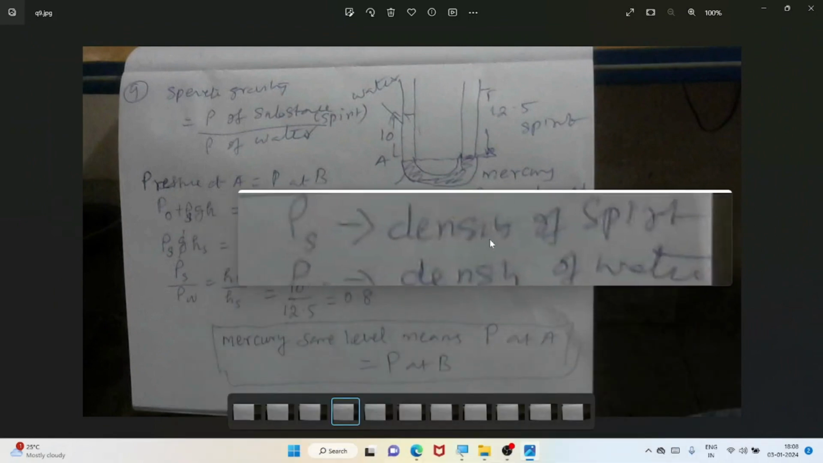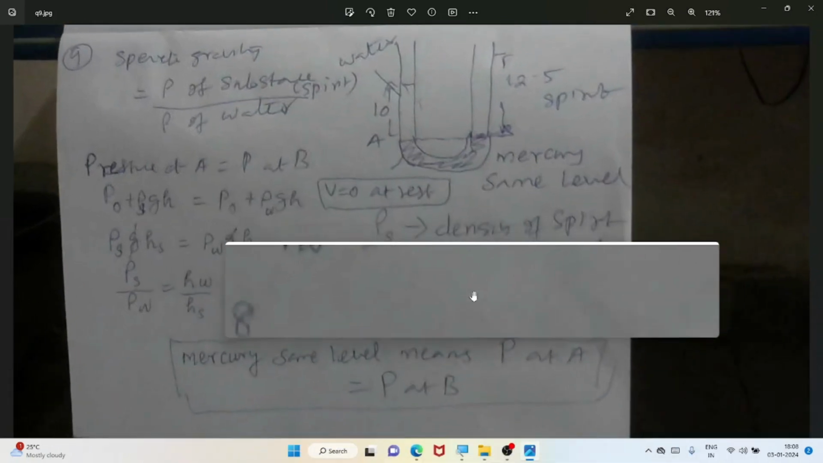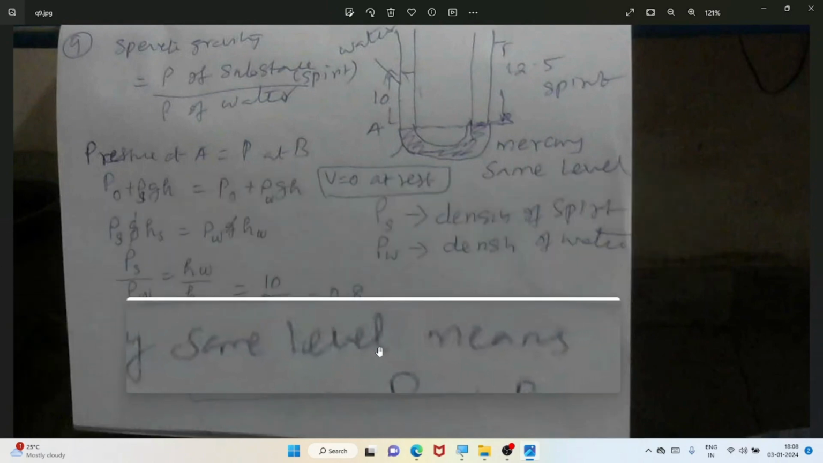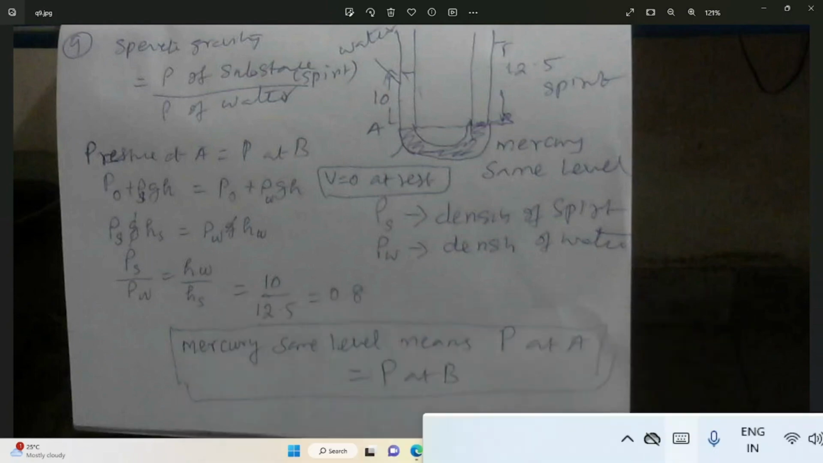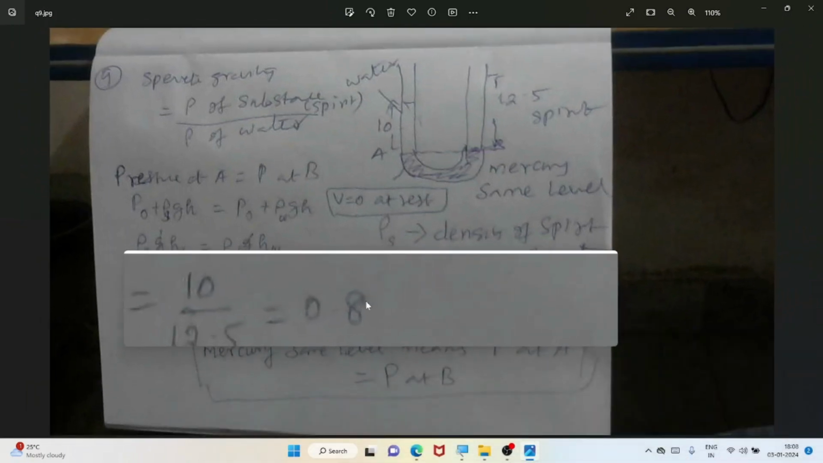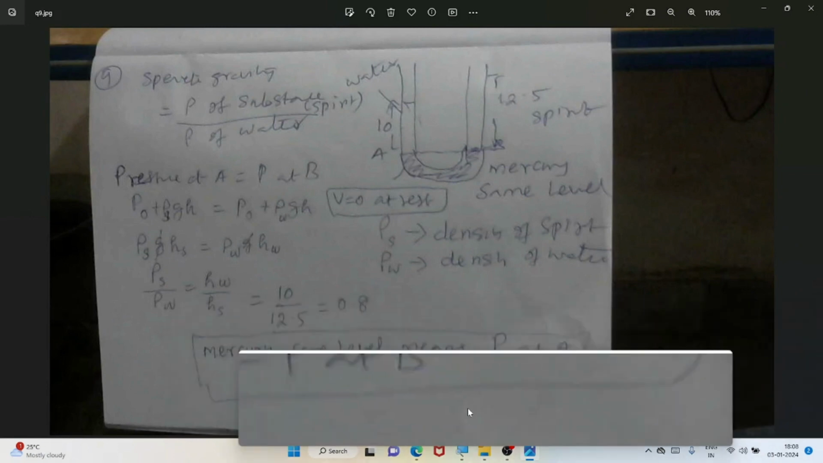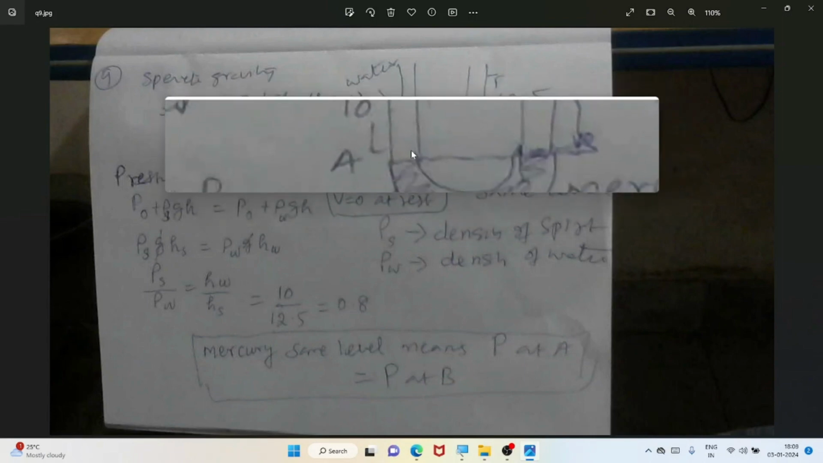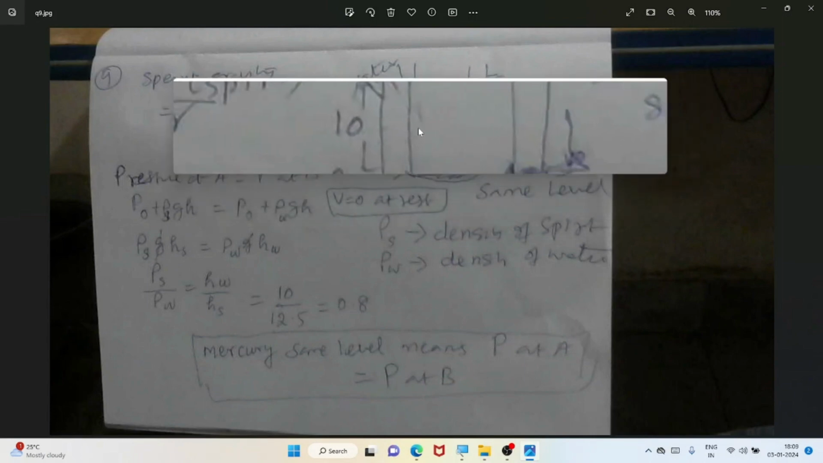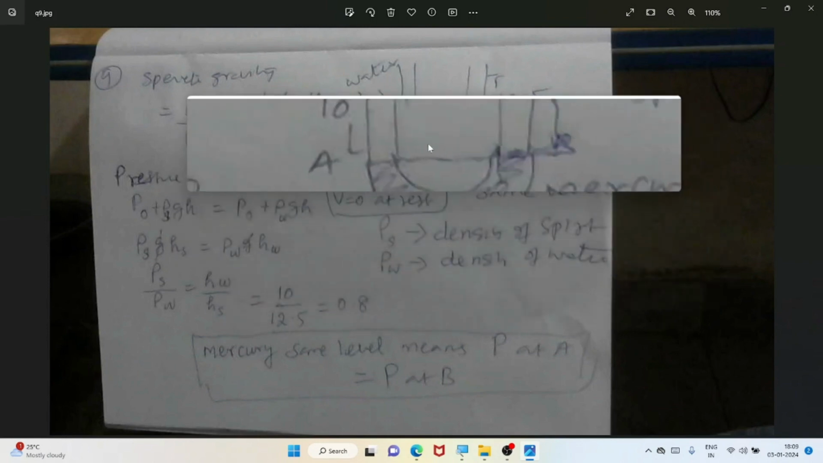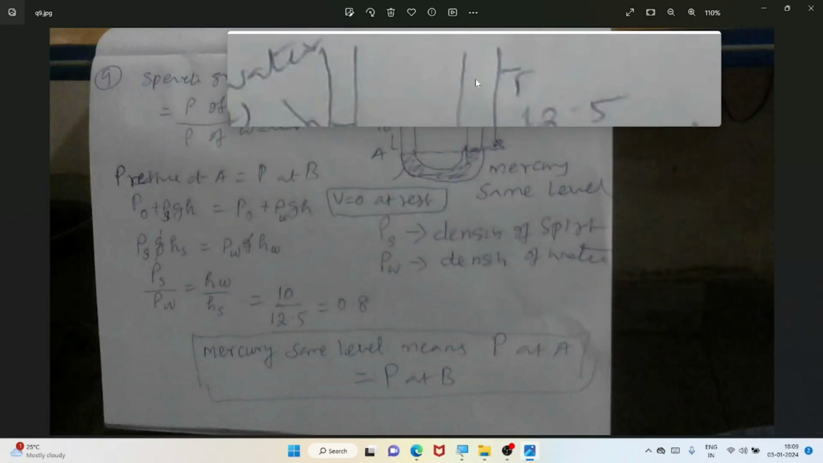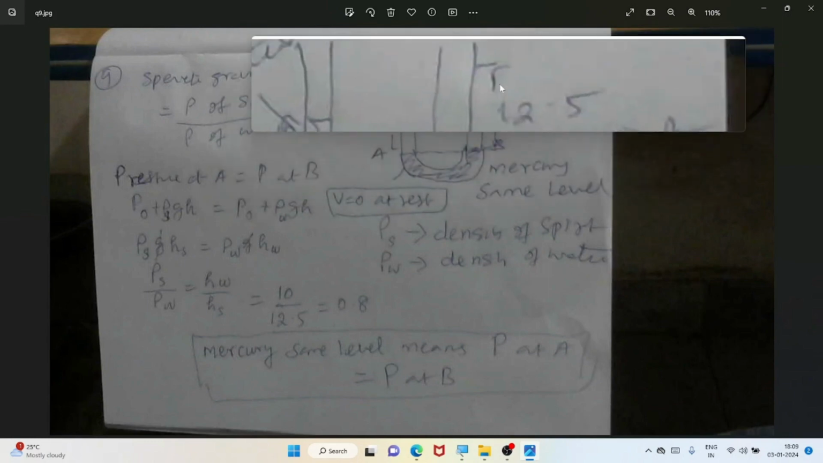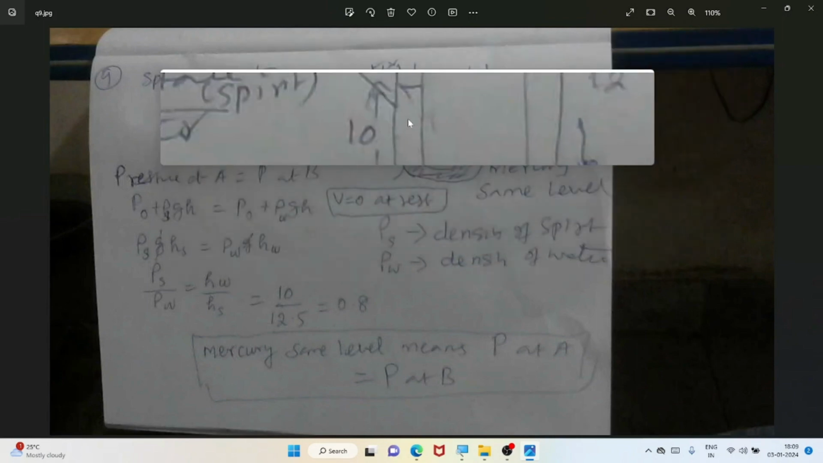Okay. The density of spirit is less than the density of water. This is the specific gravity. See here, the pressure at A and B is the same, but the height is different. So the spirit needs more height to create the same pressure, because the density of the spirit is less than the density of water.